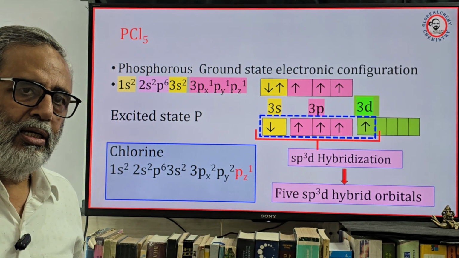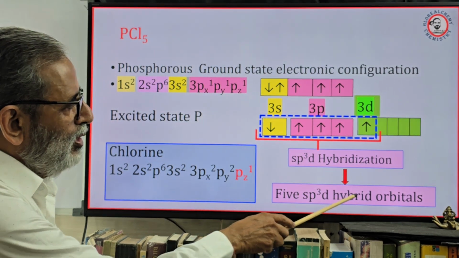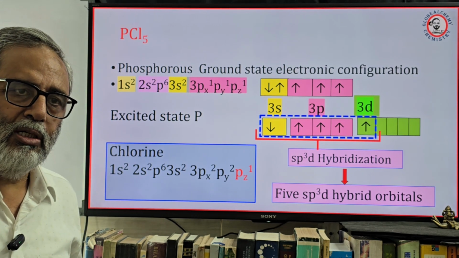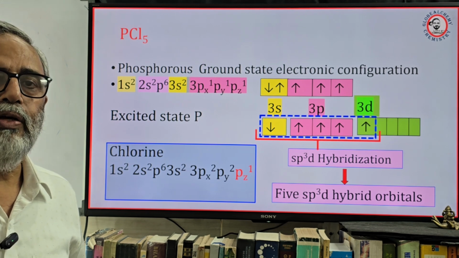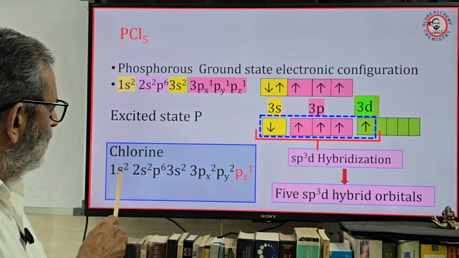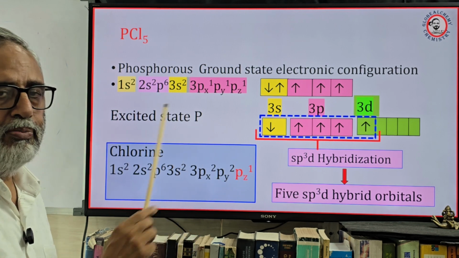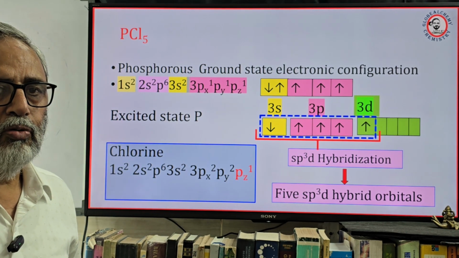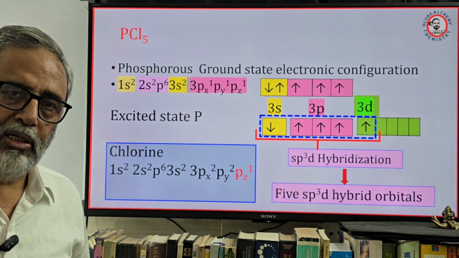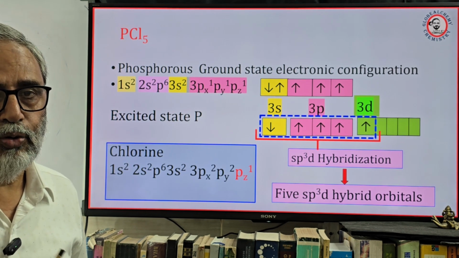Now hybridization of sp3d takes place and we get the 5 sp3d hybrid orbitals. These 5 sp3d hybrid orbitals are bonded with the 5 chlorine. If you see chlorine electronic configuration, that is 1s2, 2s2, 2p6, 3s2, 3px2, 3py2 and 3pz1. There is one unpaired electron in one chlorine. So 5 sp3d hybrid orbitals bonded to the 5 chlorine.